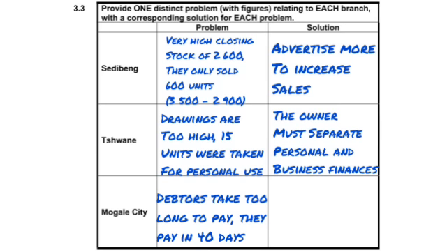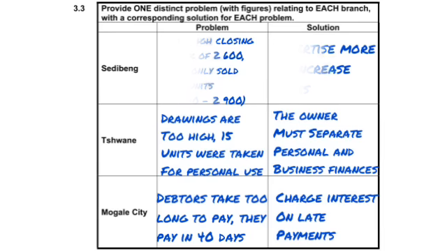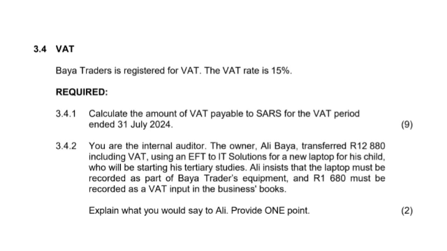They pay in 40 days. If you want, you can even include that part about the us paying our creditors in 31 days. But they did say only one problem, so because it's one problem, we can just state one part of it. What is the solution? The solution is that they need to charge interest on late payments. If you want, an alternative solution can also be to give discounts for early payments to encourage early payments.